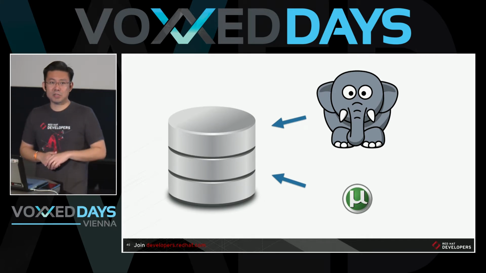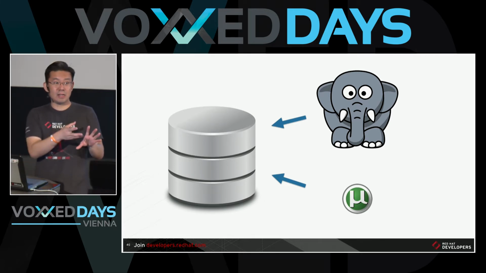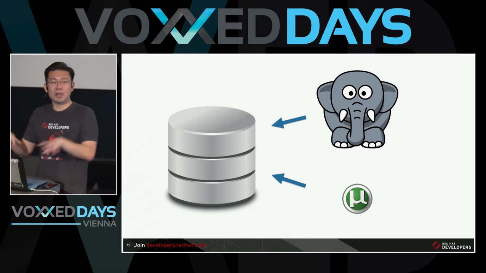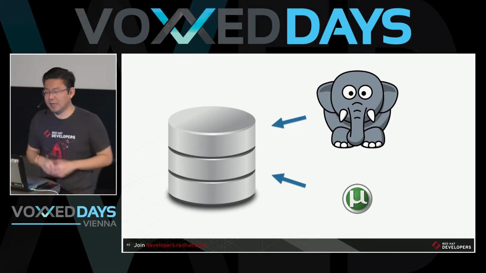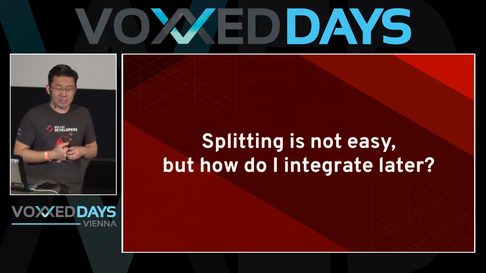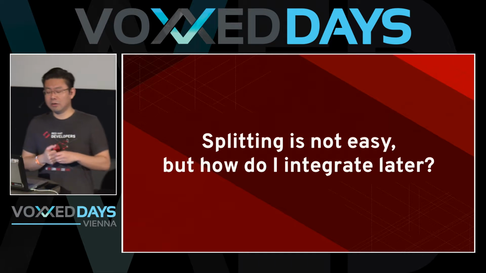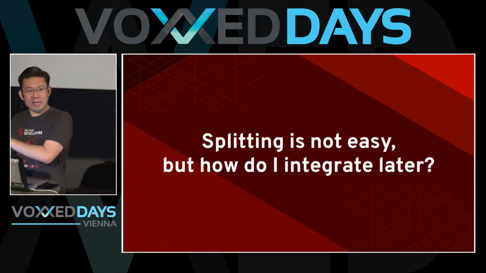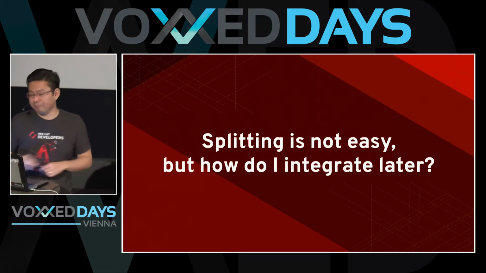Then you need some techniques to be able to integrate this data from your microservice into other parts of your system, and let's discuss this. Splitting certainly is not easy, but integrating is neither. So I've just split my data, and now how do I integrate it into the rest of my system?